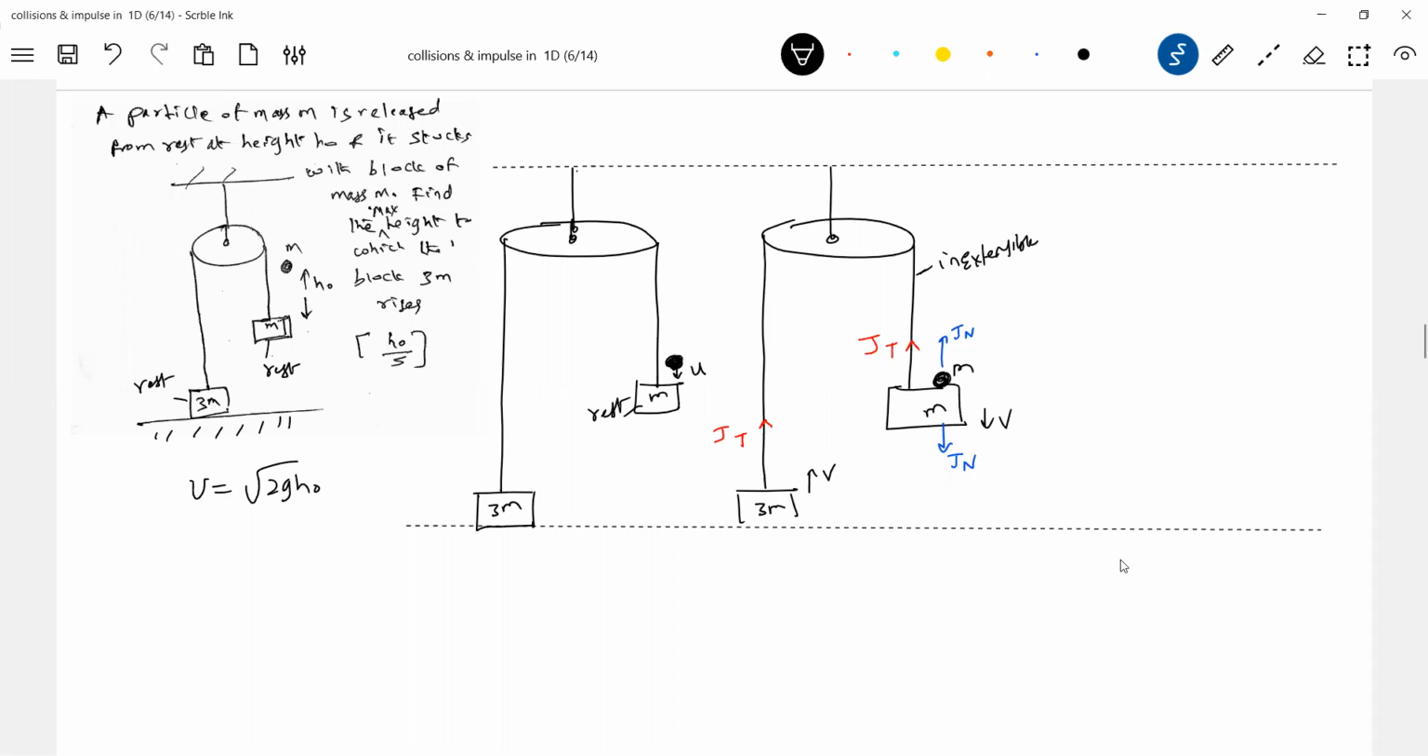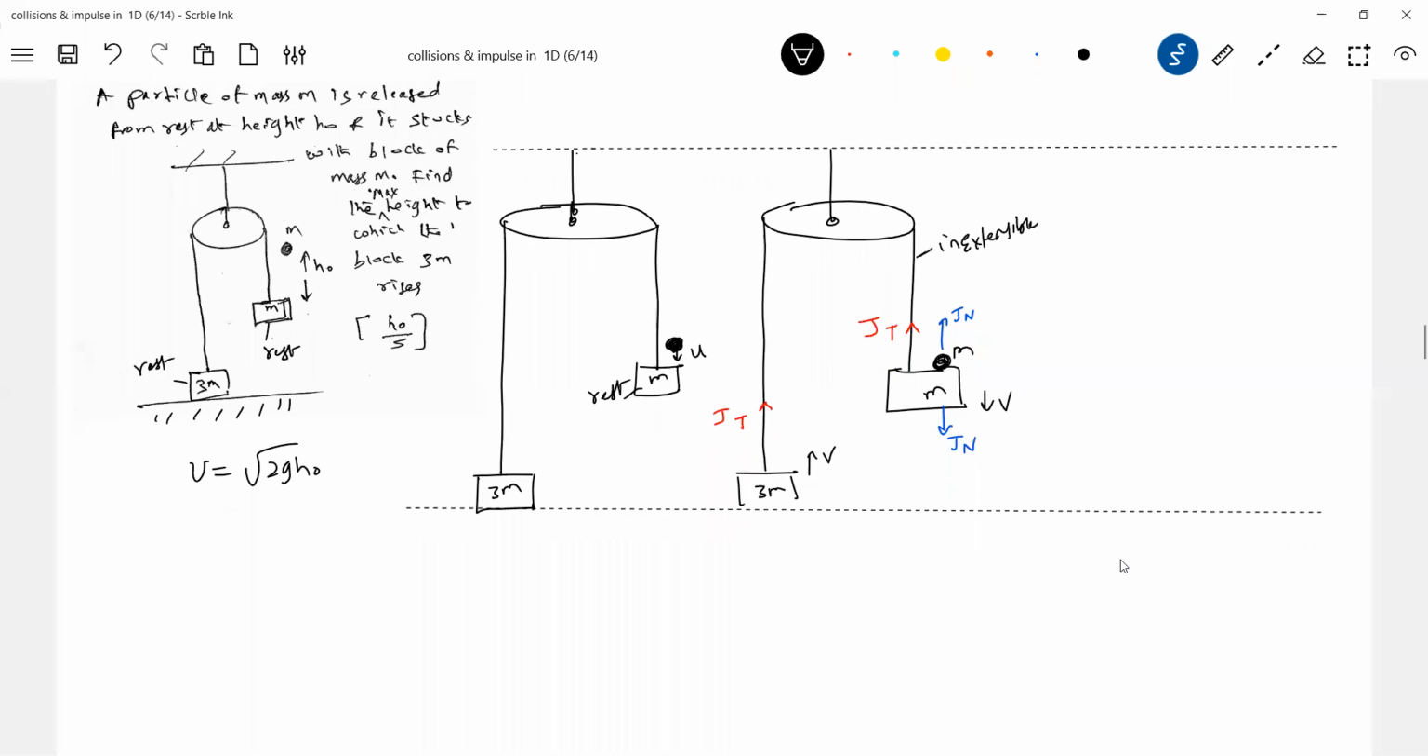String is inextensible, so they definitely what will happen? They must have common velocity. Let's write equations now. Mu minus Jt is equal to (m plus m) into V.